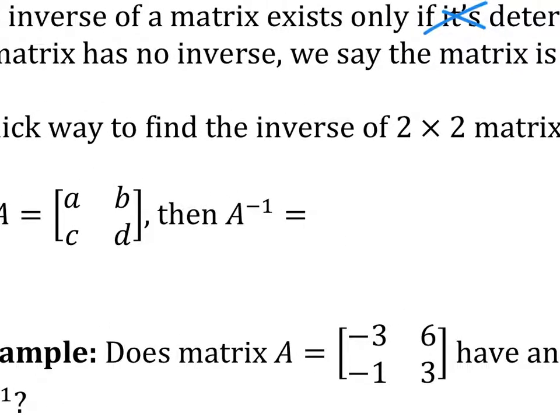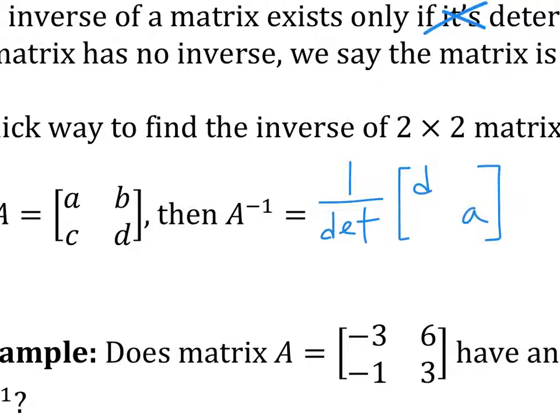First, we need to find the determinant. The formula is 1 over the determinant, which we found before. And then this is the crazy part. We're still going to do the reverse breast cancer awareness sign, but it's a little bit different. We're still going to go this way, A, D, C, B, but we're going to switch A and D. So we're going to switch the positions. So then it goes D, A.